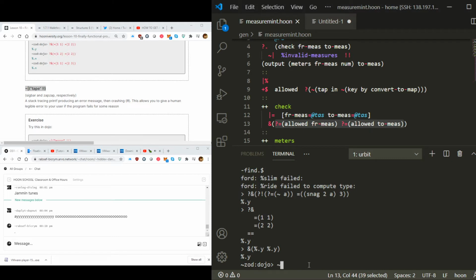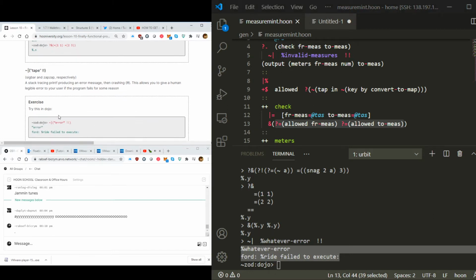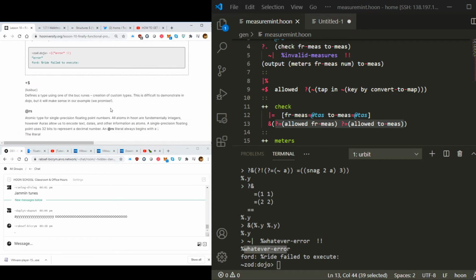We can see it in the dojo very easily if we just sigbar gap, whatever, gap, zap zap. And we're going to get whatever error, forward ride failed to execute. So if we put that in a longer generator, we're going to see some additional stack tracing, but that's effectively what it does. Note that you can put in a tape if you want to, or a cord, or a pattern, or any number of values here. These are just pre-printed in the dojo for you to see so that you can trace your error. Okay, so we got WhatPam, we have sigbar and zap zap, which crashes the program if zap zap wasn't clear.